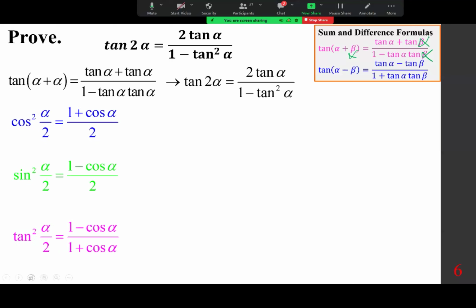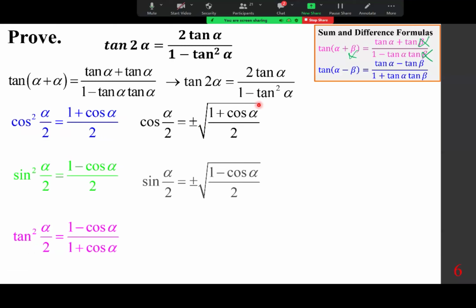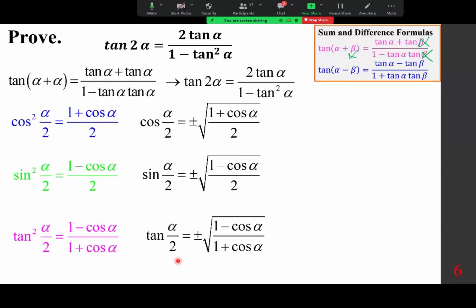Now look at these 3 formulas we had in the previous page. So cosine of alpha over 2 is plus minus the square root of 1 plus cosine alpha over 2. Sine of alpha over 2 is plus minus the square root of 1 minus cosine alpha over 2. And tan of alpha over 2 is plus minus the square root of 1 minus cosine alpha over 1 plus cosine alpha. Please understand that to find the tangent, we divide this one by this one, and we get this one.